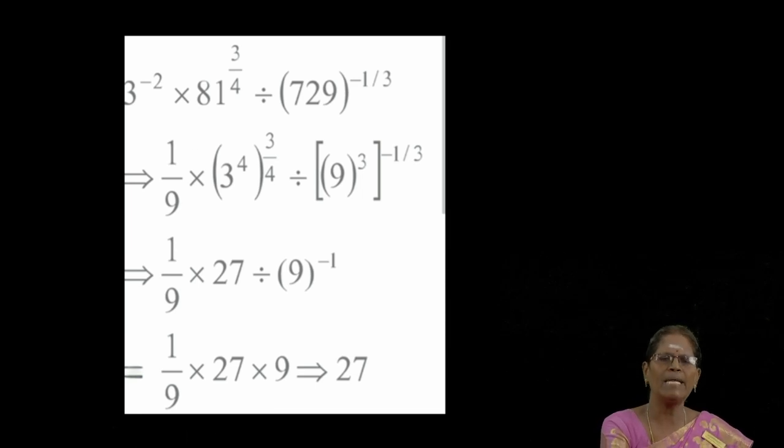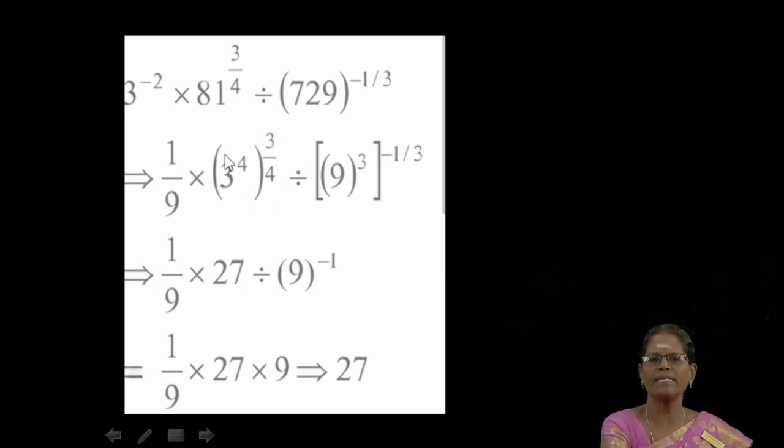Let us look at a simple example. 3 to the power minus 2. So the 3 to the power minus 2 is in negative index. It can be written in the form of positive index by giving reciprocal. So it is 1 by 3 square. So 1 by 9. Then 81 to the power 3 by 4. 81 is a very big number. Whenever there is a very big number, we have to convert it into a smaller base. So 3 to the power 4. See, 81 is arrived as 3 into 3 into 3 into 3. So 3 to the power 4 into 3 by 4.